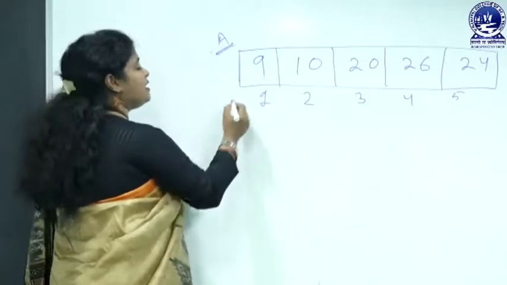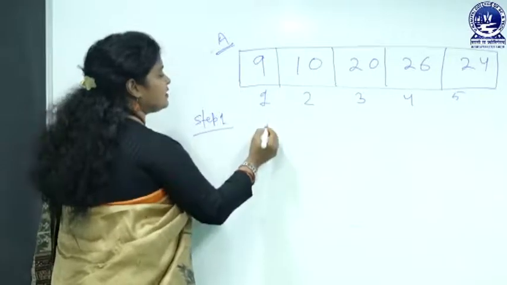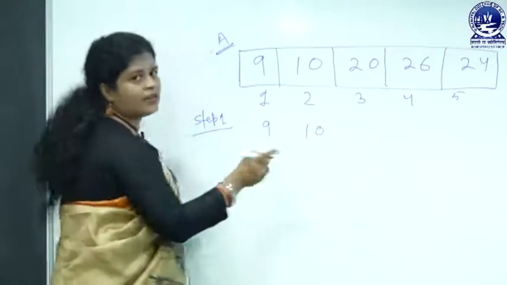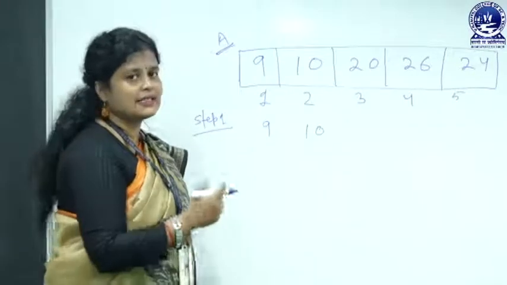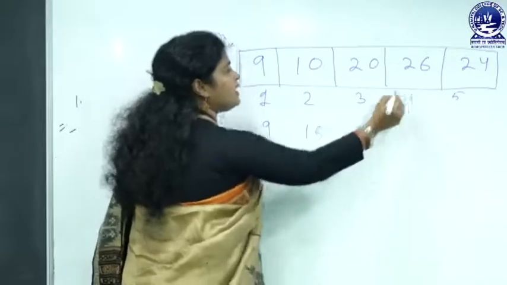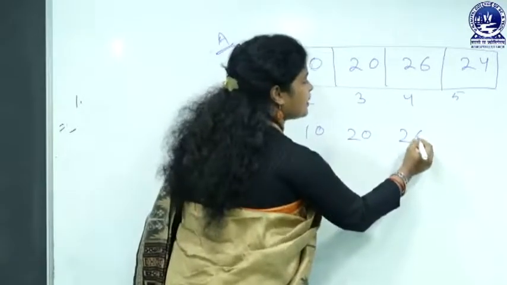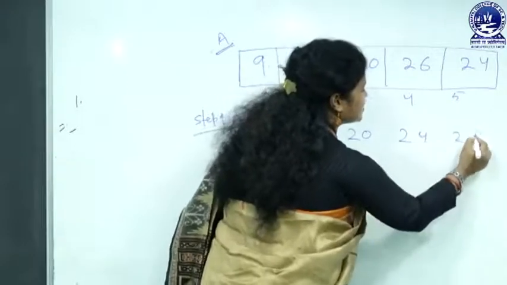But when we start comparing in step 1, 9 with 10, there will be no swapping because all are in proper position, and here we are arranging the list in ascending order. Okay. Then 10 with 20, no swapping, 20 with 26, no swapping, 26 with 24, here only one swap.